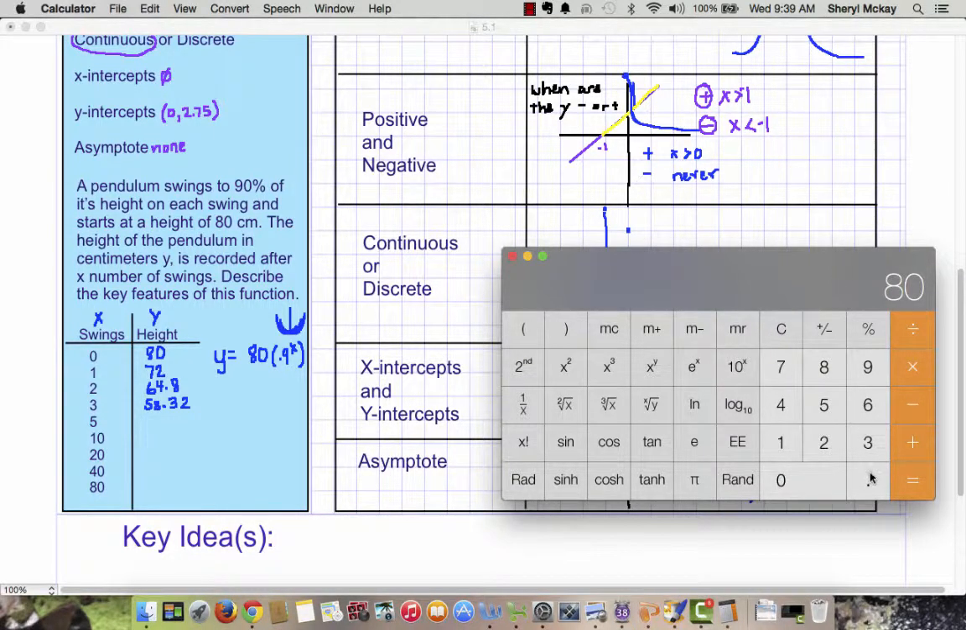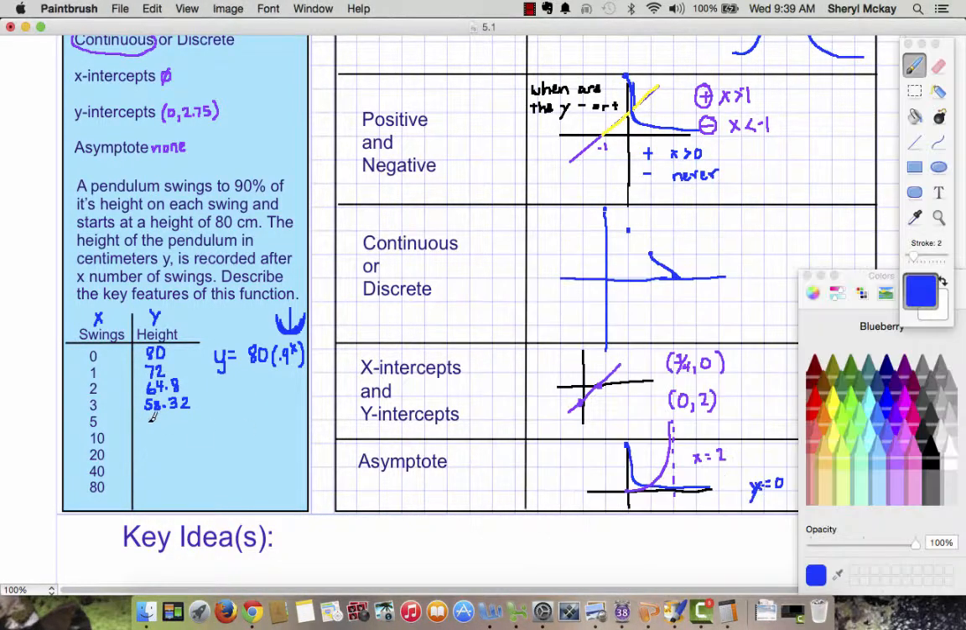And now that you've done it, I'm going to do it. Actually, let me do it this way. I'm going to do 0.9 to the fifth power, which is 0.590, and I'm going to multiply that by 80. And that tells me 47.23.